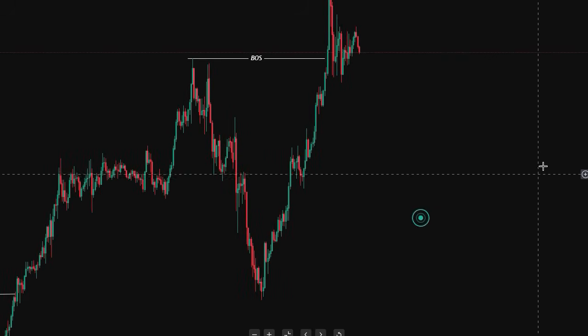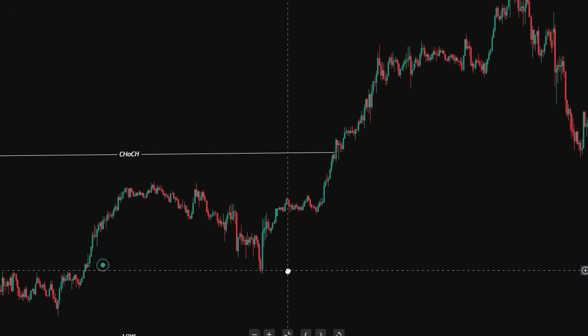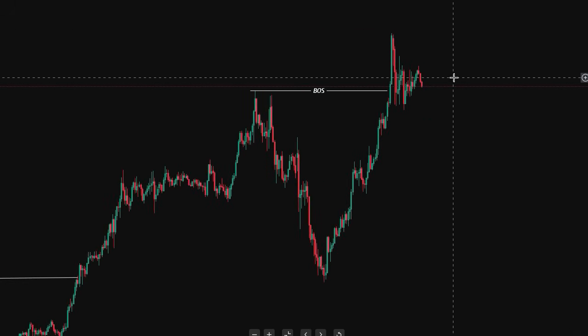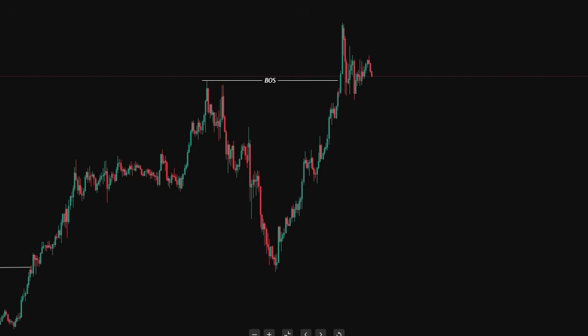So the market is doing the break of structure, and we can see the change of character on the bullish side and the trend continuation also on the bullish side. So we can definitely find a buying position here. First of all, let me mark the low and high.